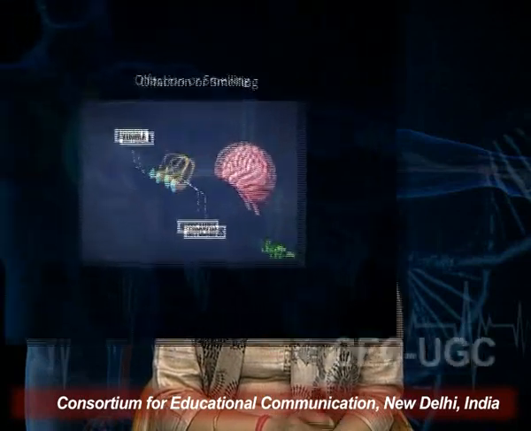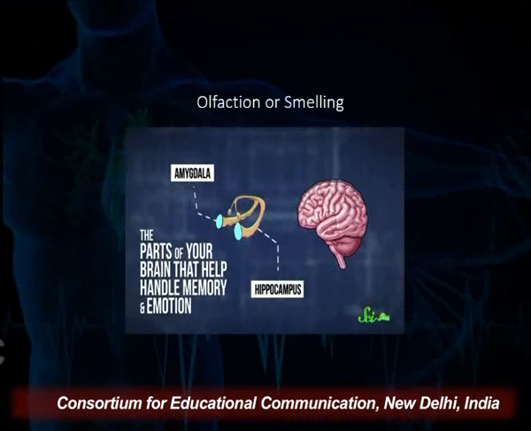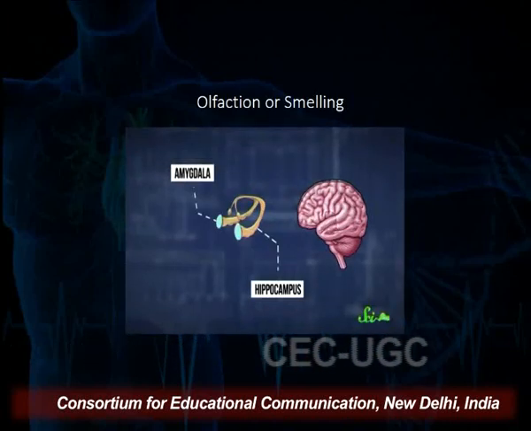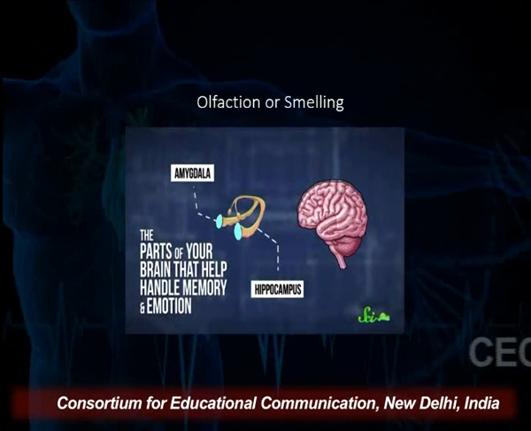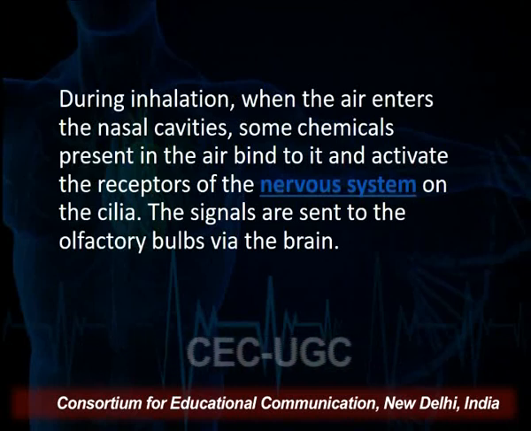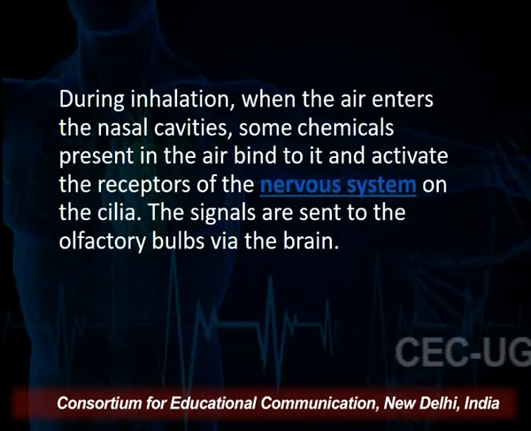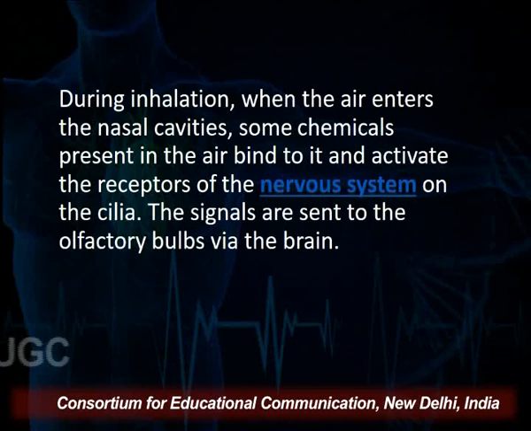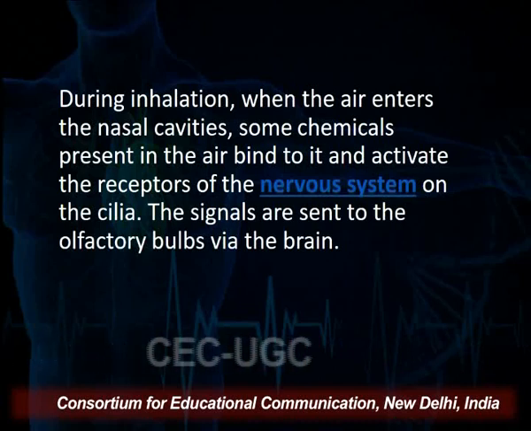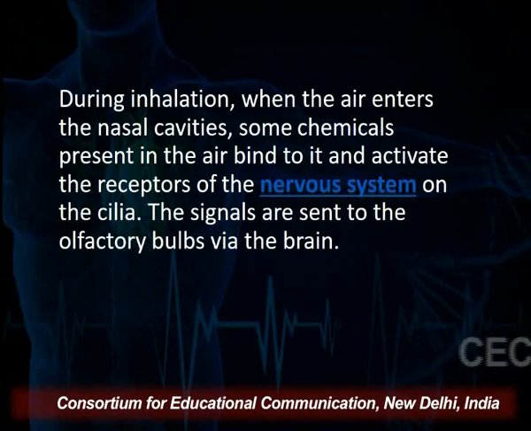The next is olfaction, or smelling. This is one of our sense functions, which is smelling. How? The nose is part of the respiratory system, so during inhalation, when the air enters the nasal cavity, some chemicals present in the air bind to and activate the receptors on the cilia. The signals are sent to the olfactory bulb in the brain.